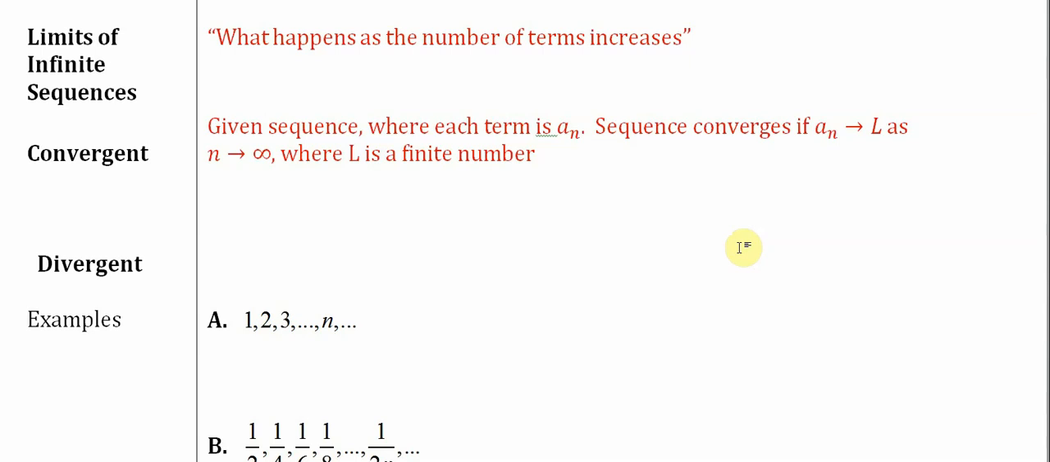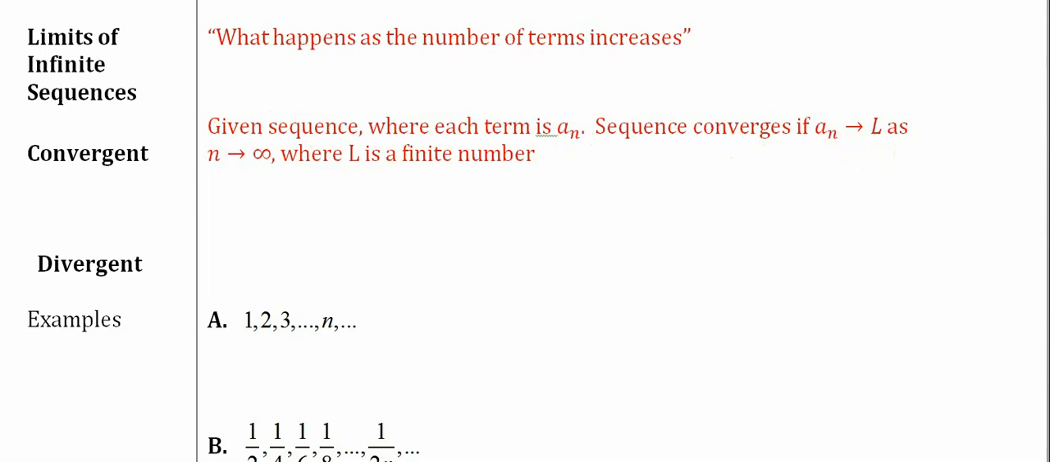In this video, we will continue our study of sequences with the idea of a limit and how that applies to sequences. We can understand the limit of a sequence intuitively as what happens as the number of terms increases. What I've written here is a slightly more rigorous definition. Given a sequence where each term is a sub n, where n is some integer, the sequence converges if a sub n approaches some value L as n approaches infinity, where L is a finite number.